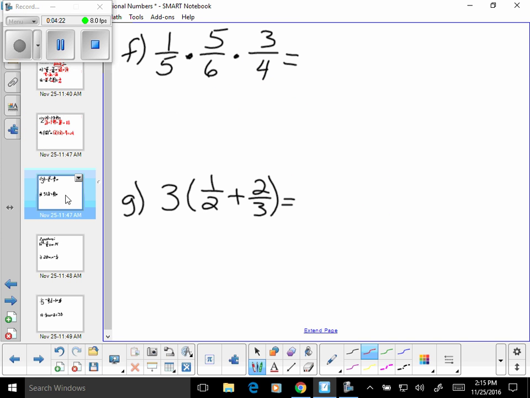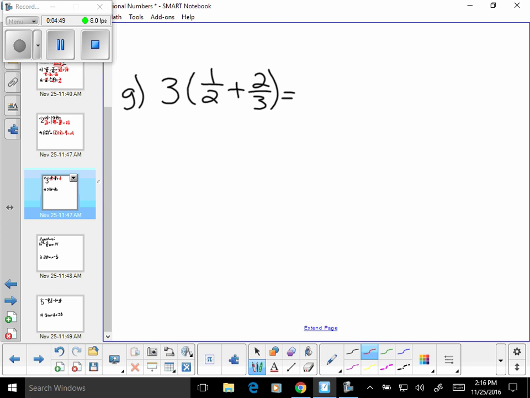What happens if I have 3 numbers? To be honest with you, you can reduce across these numbers. Now, the 5s and the 5s are each going to become 1s. The 6 will become a 2, and the 3 will become a 1. Now, I just multiply the 3 numbers across the top. 1 times 1 times 1 is 1. 1 times 2 times 4 is going to give me 8.